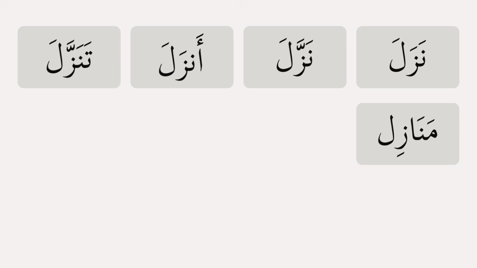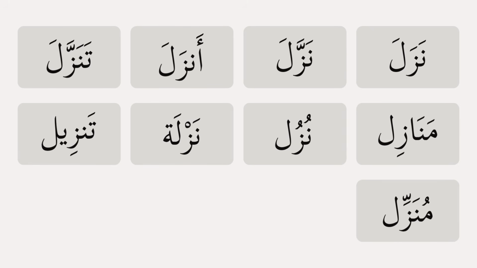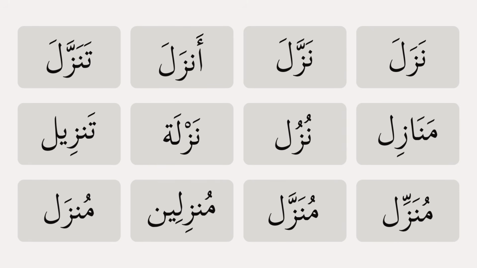12 different ways the Quran takes the simple root nazala to describe everything from a drop of rain to the phases of the moon to the revelation of the Quran, all the way to welcoming in Jannah.